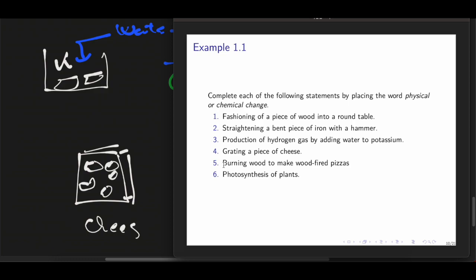For the fifth statement, it's burning wood to make wood-fired pizza. Here we are burning the wood, so we use the heat from the burning wood. So we have a chemical change. And also the sixth statement, photosynthesis of plants.